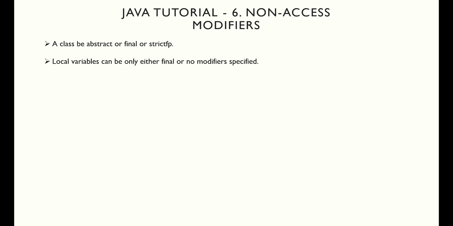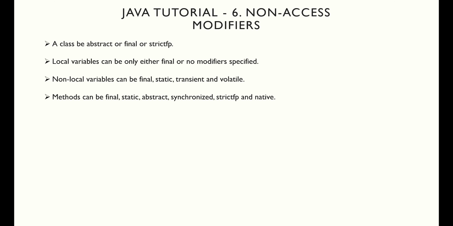Local variables can be only either final or no modifiers specified. Non-local variables can be final, static, transient, and volatile. Methods can be final, static, abstract, synchronized, strictfp, and native. The predominantly used non-access modifiers are abstract, static, final, and synchronized. Native, transient, volatile, and strictfp are not used that often.